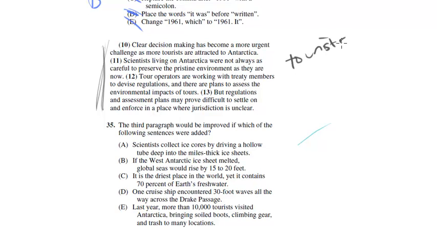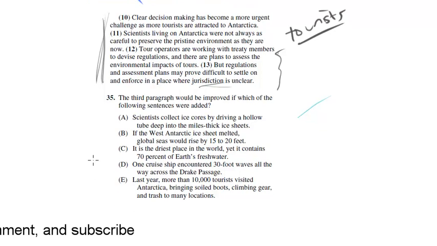The problems of having tourists come into Antarctica and all the issues that they bring. And this part is trying to deal with, okay, how do we deal with these tours? How do we regulate them, given that jurisdiction is unclear? So the answer we're looking for probably is going to have something to do with tourists. So let's see. A, scientists collect ice cores. Now, that has nothing to do with tourists, right? B, if the West Antarctica ice sheet melted, global seas. I mean, that's not terrible, I guess, because it's about the pristine environment, but not really about tourists, not great. C, it is the driest place in the world, not about tourists.